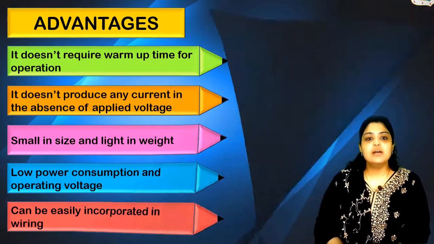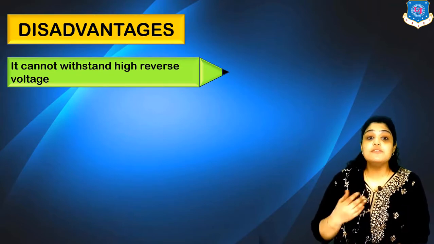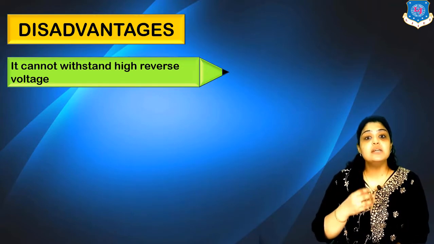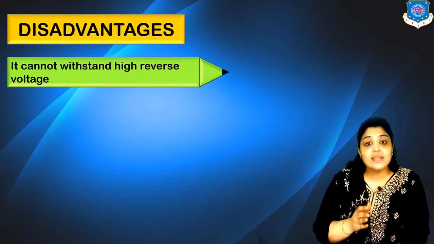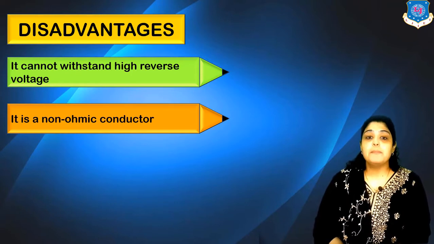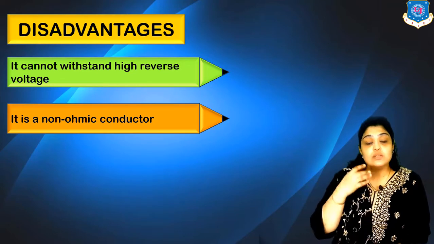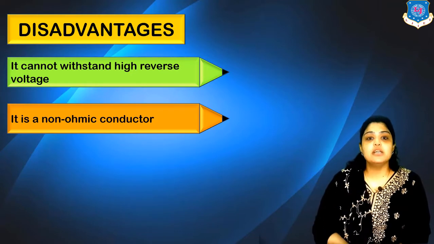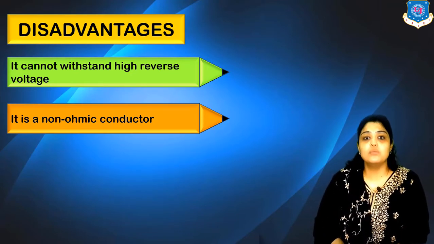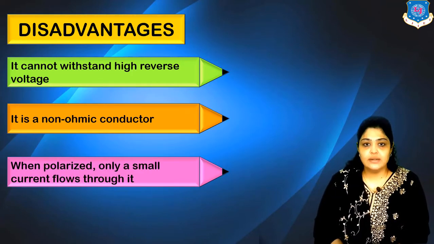Now, let's have a look at some of the disadvantages. It cannot withstand high reverse voltage, because if you give high reverse voltage, there would be a phenomenon called avalanche breakdown, and in that case your diode will burn. It is a non-ohmic conductor. Because it is a semiconductor device, it will not follow Ohm's law. It will not have the same characteristics as Ohm's law, because it is only going to give you current in one particular direction. So it doesn't follow Ohm's law. When polarized, only a small amount of current flows through it.